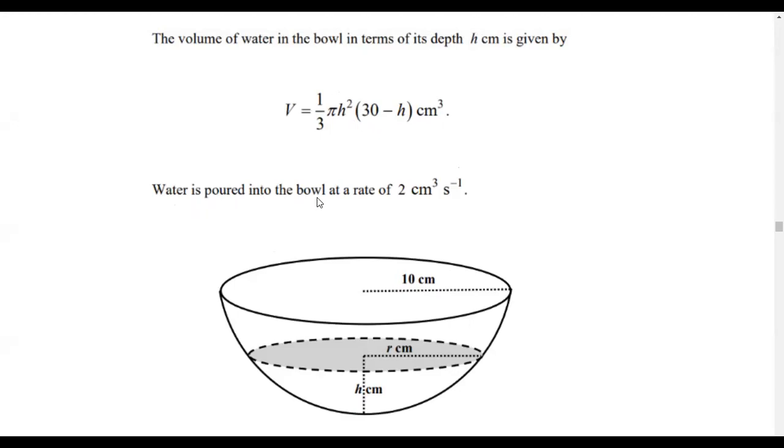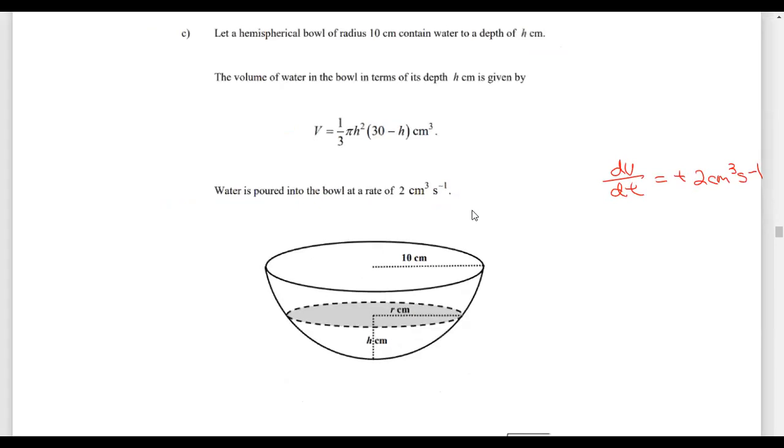Water is being poured into the bowl at a rate of 2 cubic centimeters per second. When you're reading these questions, you should always make sure that you're getting a sense of what's going on. If V is the volume of water and you're pouring more water in, that means V is going up. And this rate of 2 cubic centimeters per second is really telling you that dV/dt, because it's going up, is positive, and it's 2 cubic centimeters per second. That's basically what they're saying, and that will hopefully be helpful later in the question.